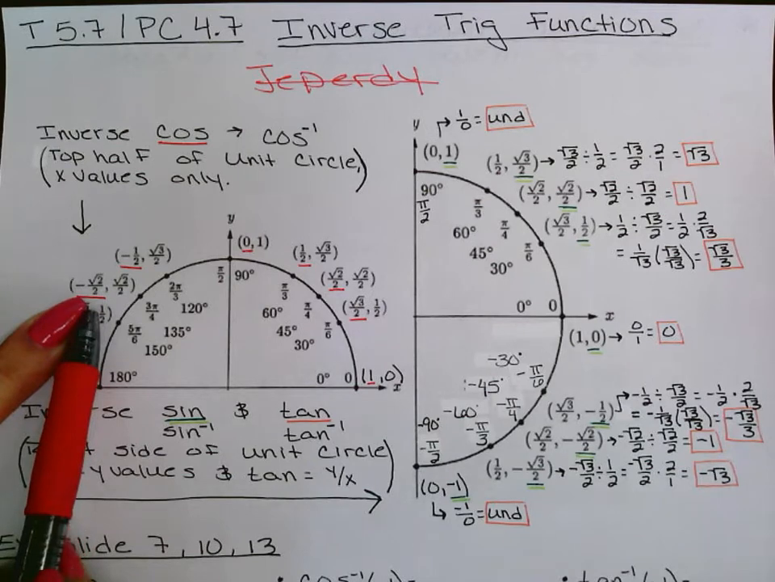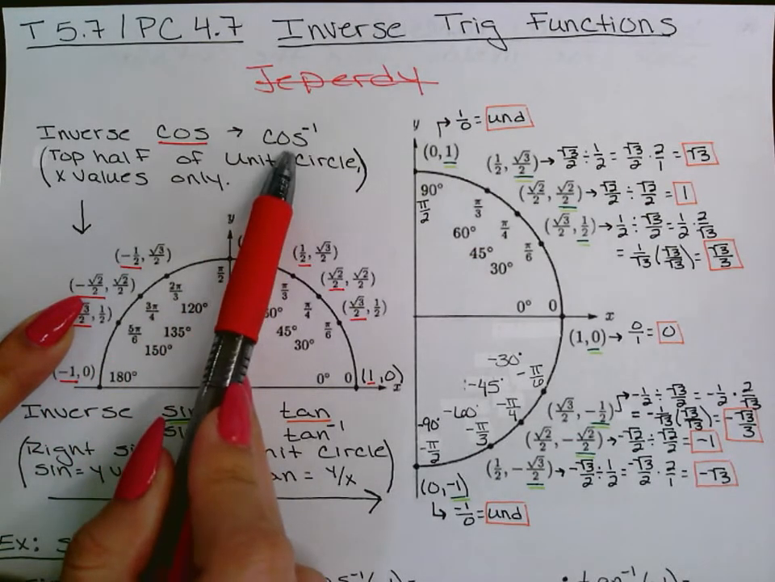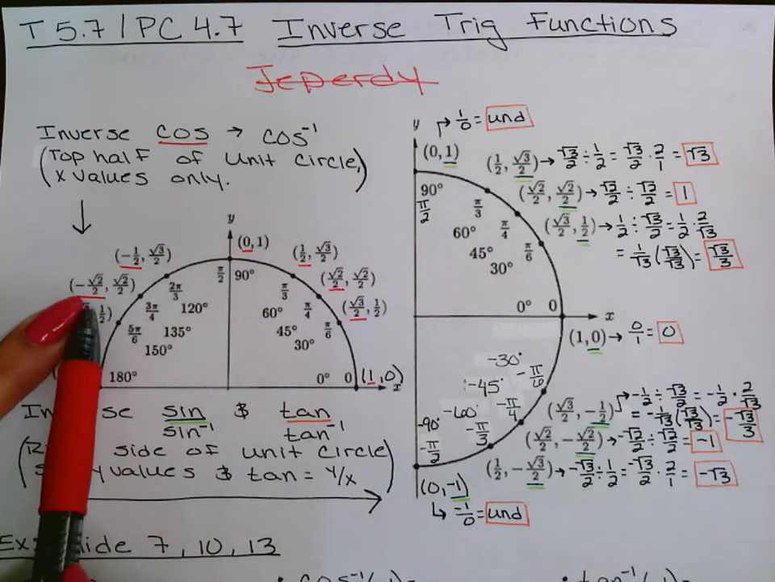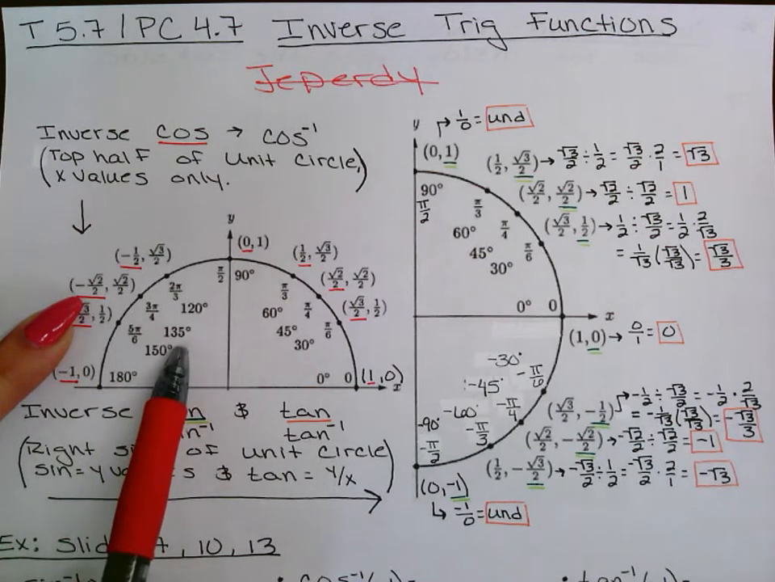So now I'm going to say the word inverse in front of cosine, and I'm going to give you the answer, and you're going to give me the question. So I would say, what is the inverse cosine of negative radical 2 over 2? And you would tell me 3 pi over 4, or you can give me the degrees, which is 135 degrees.